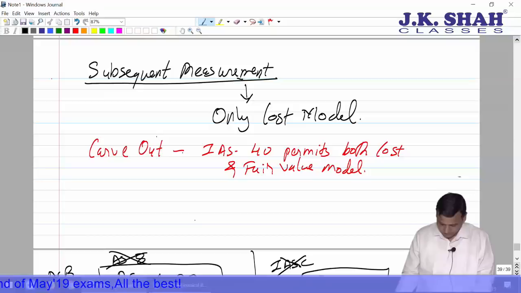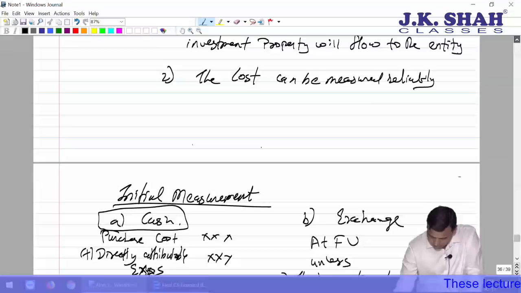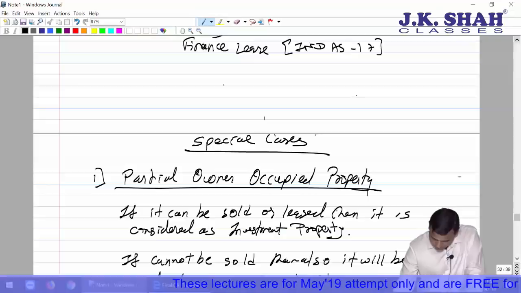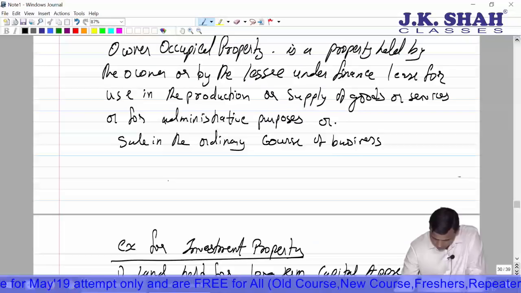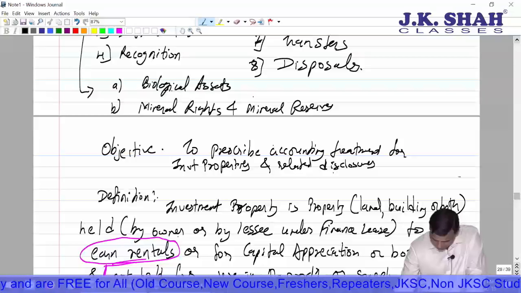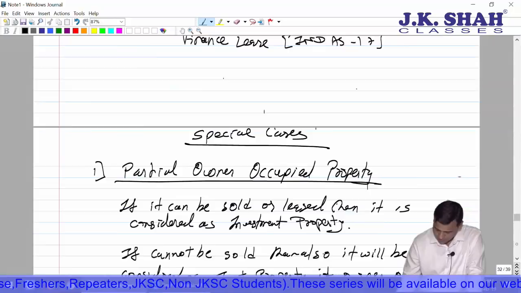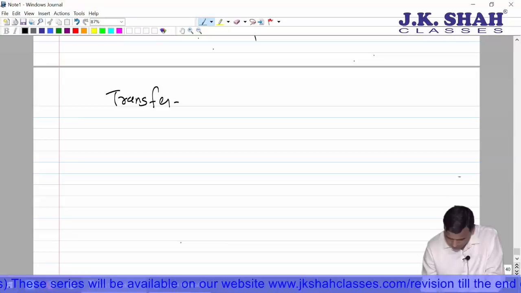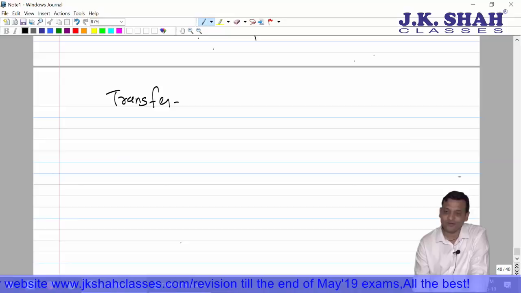Now, coming into the next area. What is the next area? Transfer. Okay, I'll just look at the areas which are remaining. So, initial measurement done. Subsequent measurement also done. Now, we are left out with transfer and disposals. Transfer. Transfer what? From an investment property to owner occupied property, or from an investment property to asset held for sale, that is inventory.